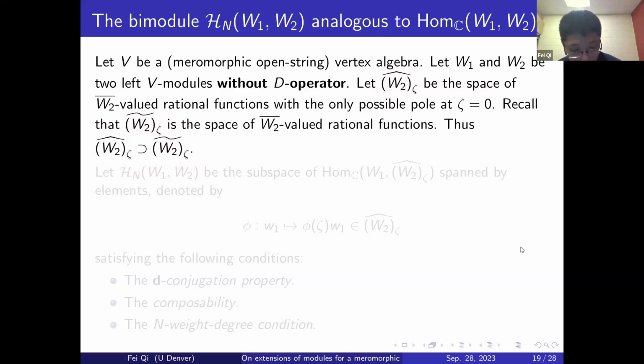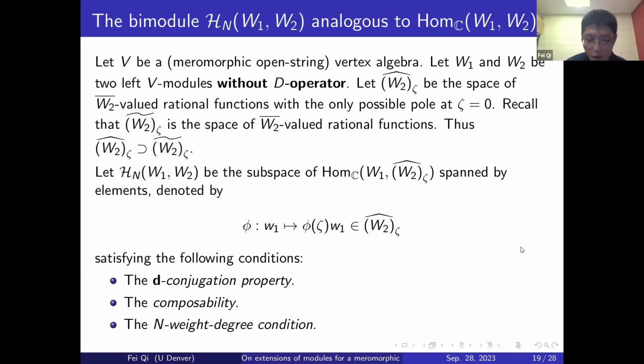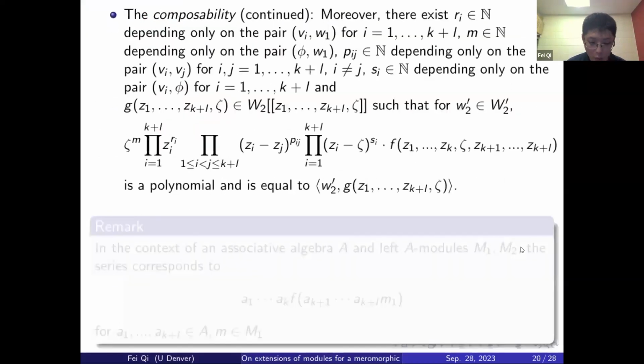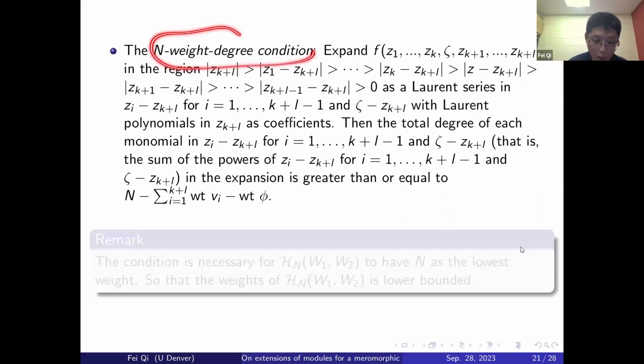Okay, so then we let Hn be the subspace of the linear maps sending W1 to this extended space of W2-valued rational functions, and we denote the map by phi of zeta, W1. We require this space to satisfy nice properties. The first property is not that bad, but the next two are pretty technical. They require the convergence of certain kinds of series. So we have a deconjugation property, the composability, and also the so-called n-weight degree condition.